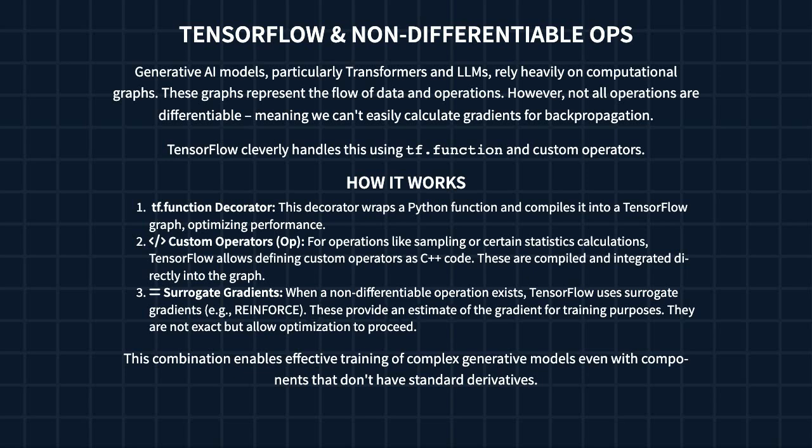It uses something called tf.function to turn Python code into optimized graph operations and allows us to create custom operators, like sampling functions, if needed. And when an operation really doesn't have a derivative, it employs surrogate gradients, essentially educated guesses about how that part should change during training, allowing the whole model to still learn effectively.